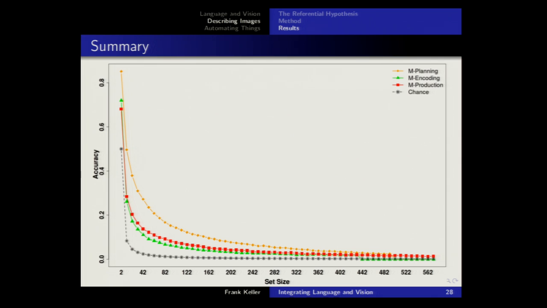And here you can see the accuracy with which this is possible against the size of the set of sentences that we're selecting the correct sentence from. Gray here is chance, and green, red, and yellow are for the scan patterns for planning, encoding, and production. We can see we're above chance, but we're not particularly high in accuracy. We're around 20%, and as set size increases, it goes down to 10%, maybe 5%. So we're working on the mind reading, basically.